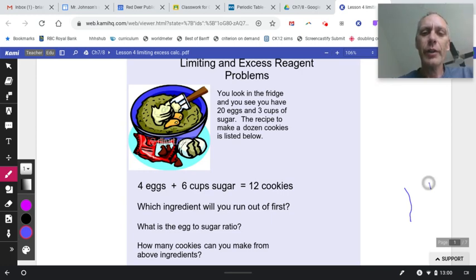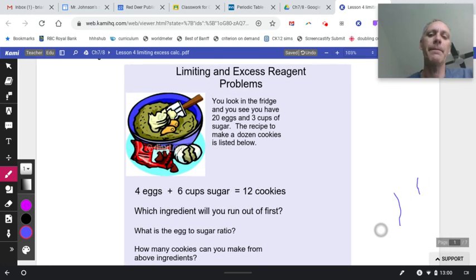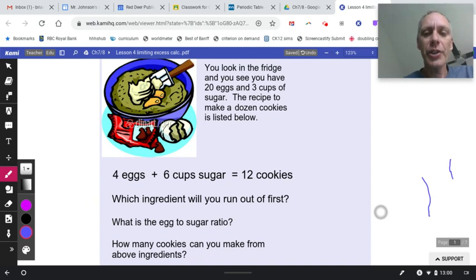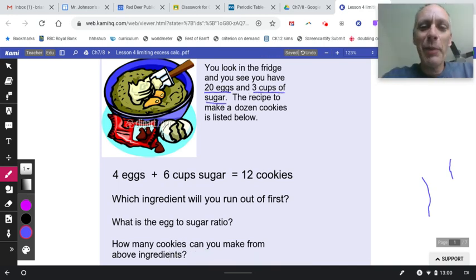So we're going to start off with a more common type example just to get you used to the idea of what does this all mean, limiting and excess reagent. So the scenario that we have is the following. You look in the fridge and you see that you have 20 eggs. That's a well-stocked fridge. And you have 3 cups of sugar, probably not in the fridge, probably in the baking cupboard. So 3 cups of sugar, 20 eggs. And you're going to make some cookies. So the recipe is below to make a dozen cookies.